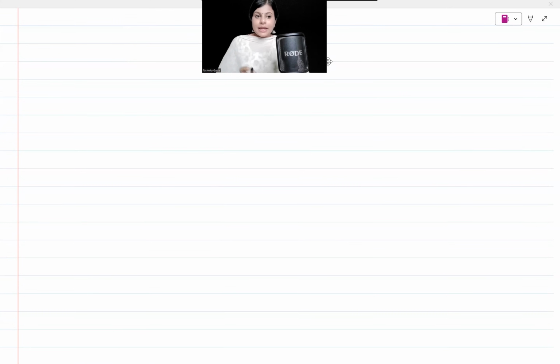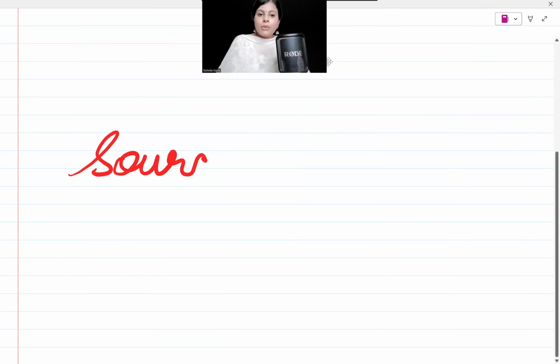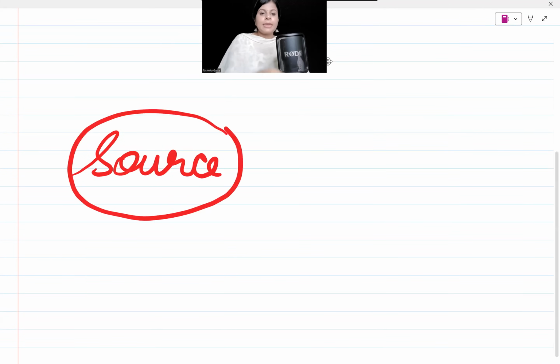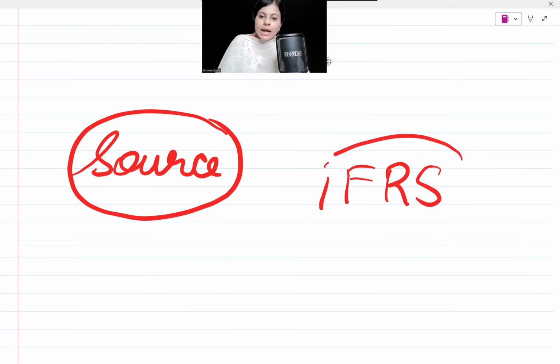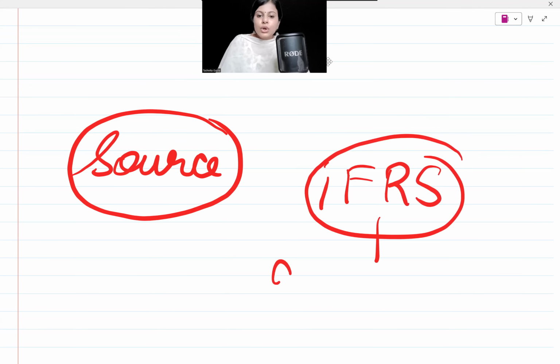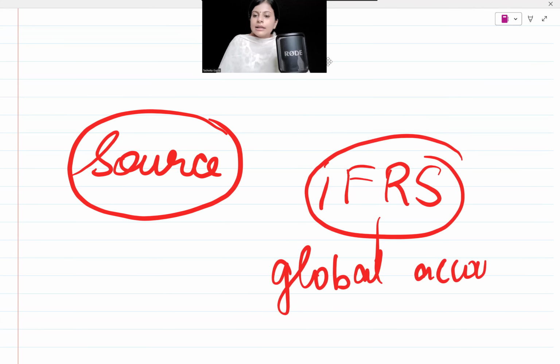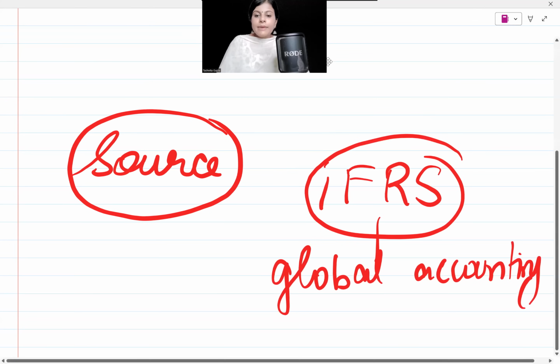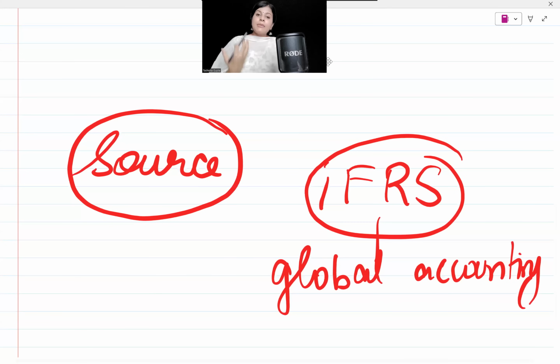First things first, let's consider what is the source of our IFRSs. IFRS means International Financial Reporting Standards, right? They are the global accounting language. Why? Because they are multinational. If you're preparing for your interview in one of the MNCs, they are going to use these IFRSs. They are involved in global accounting.